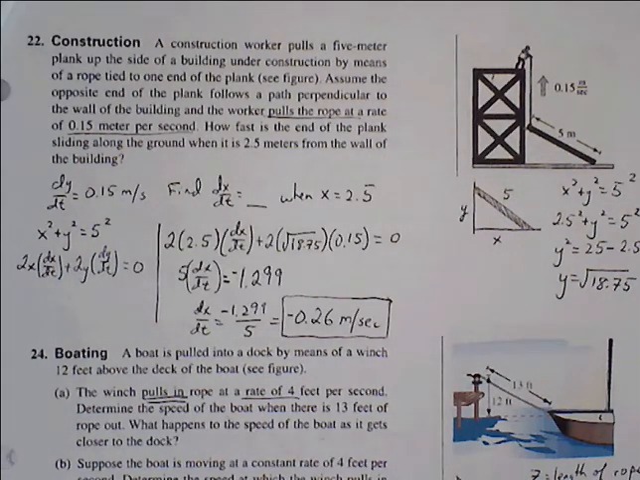We're continuing to look at some select homework problems for related rates, chapter 2.6. This is 22, 24, and 26, and they all involve the Pythagorean theorem.